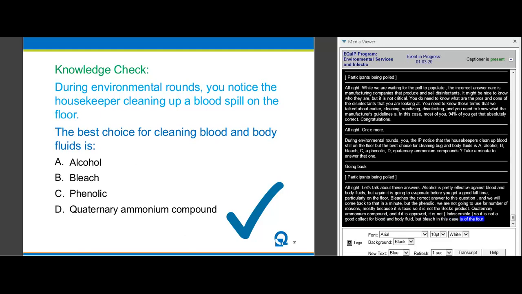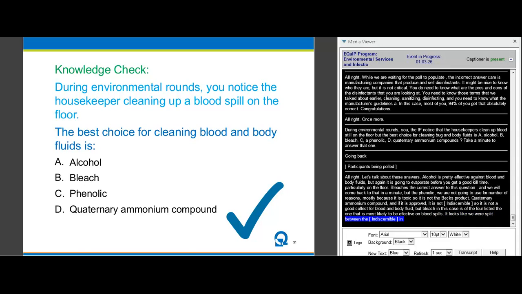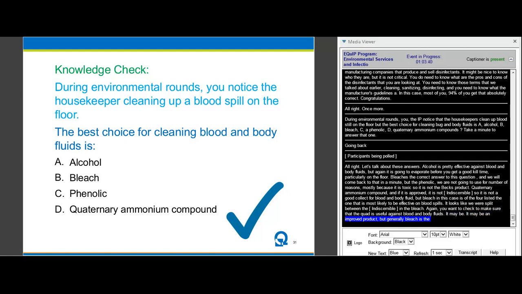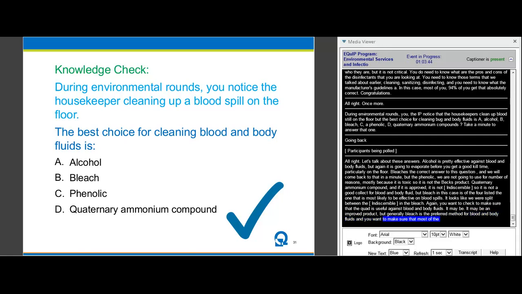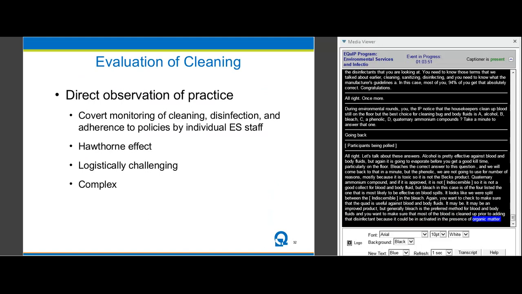So it looks like we were split between the quat and the bleach. The quat, again, you want to check to make sure that it is useful against blood and body fluids. It may be, on the label, an improved product, but generally bleach is the preferred method for blood and body fluids. And you want to make sure that most of the blood is cleaned up prior to adding that disinfectant because, again, it can be inactivated in the presence of organic matter. Okay, good job, guys.